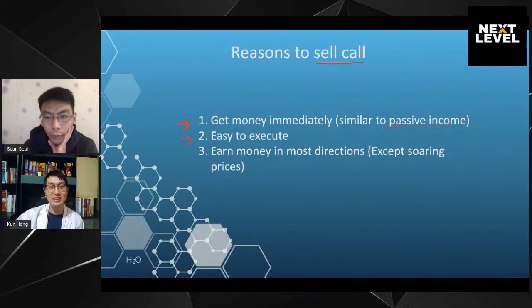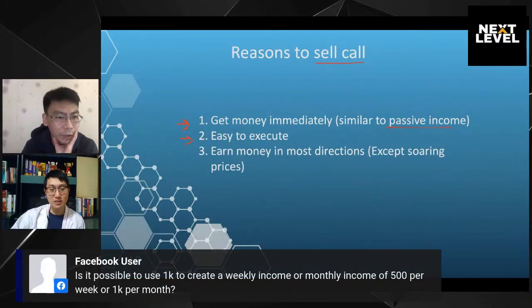Hey, one question has come in, so let's answer this question. Is it possible to use 1K to create a weekly income of 500 per week or 1K per month? What do you think? I don't think it's possible with this strategy, because if you want to do that, it must be doing some very risky stuff, which I don't really recommend. So you must take that 1K, go and rent a taxi, and then drive around and do Grab. Seriously, sorry, I didn't catch the name, but we also want to teach something very realistic.